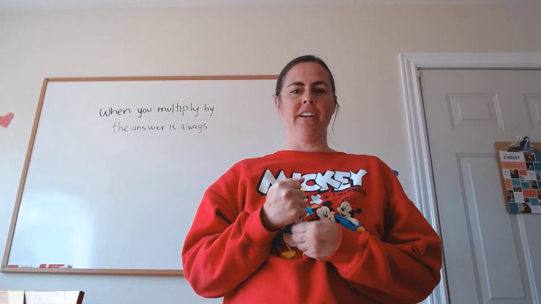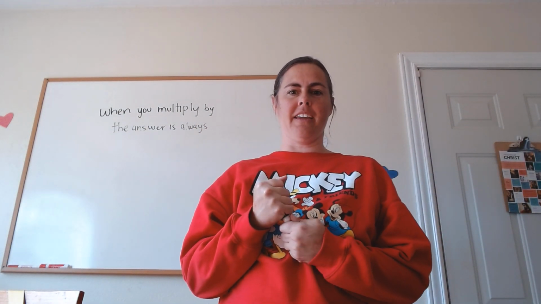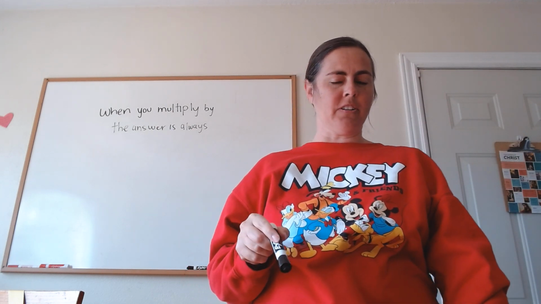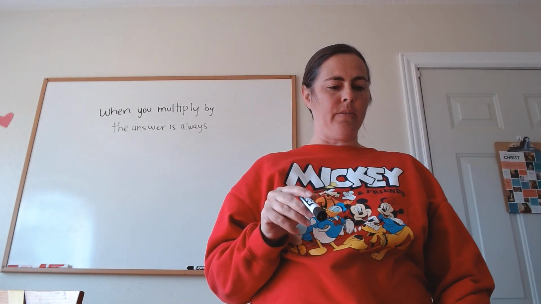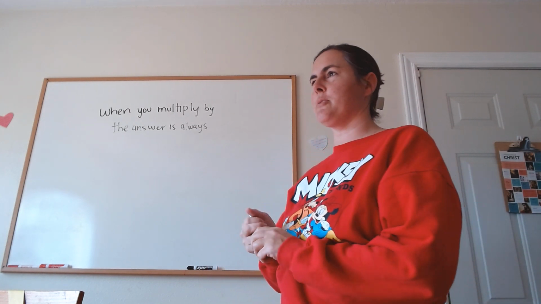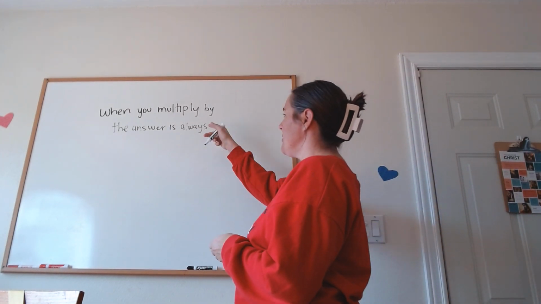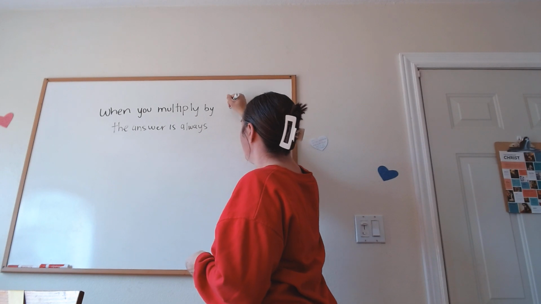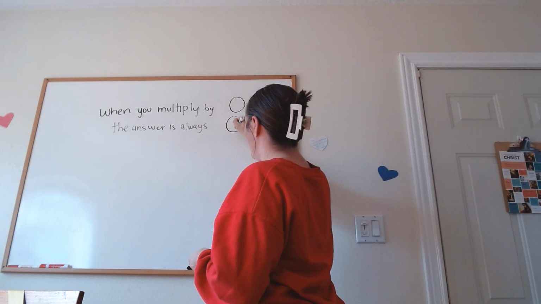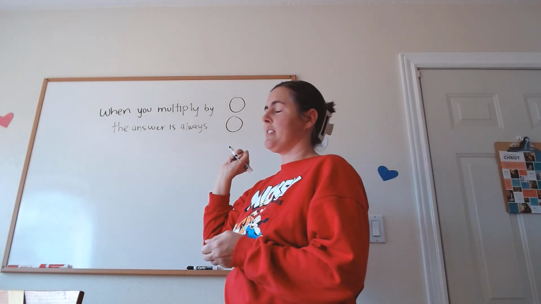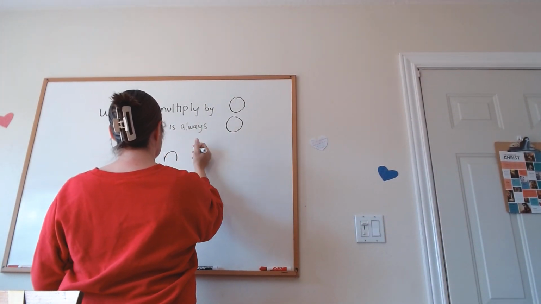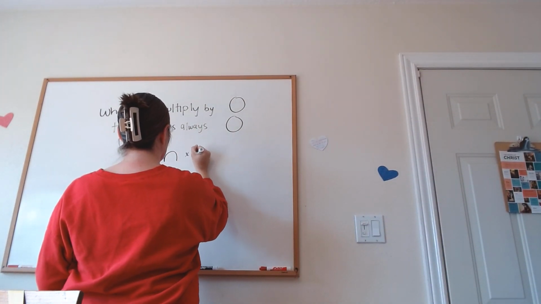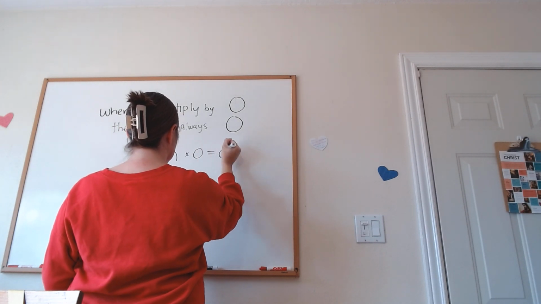Alright, class, today we are going to learn how to multiply. And we're going to do our easy numbers first. So we're going to learn our zeros, our ones, and our twos today. So with zeros, it's really important to remember that when you multiply by 0, the answer is always 0. It doesn't matter what number it is, it's always going to be 0.